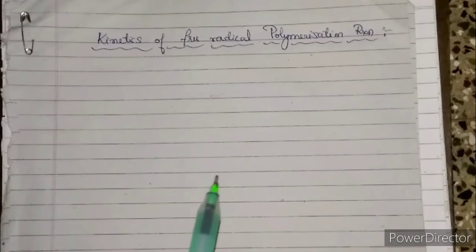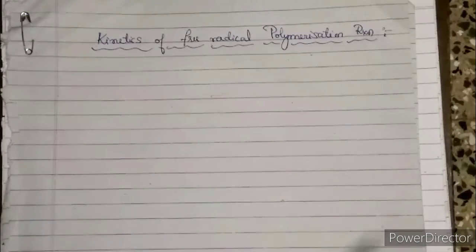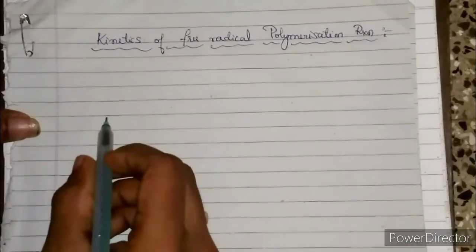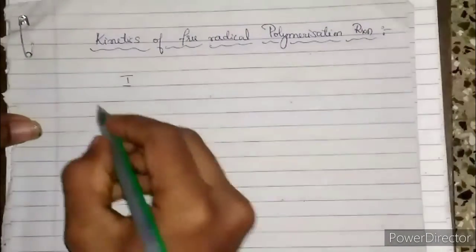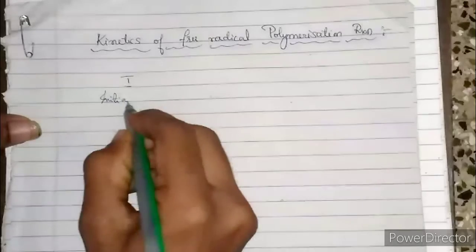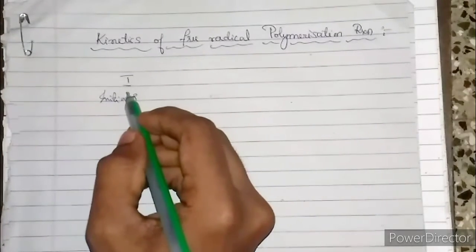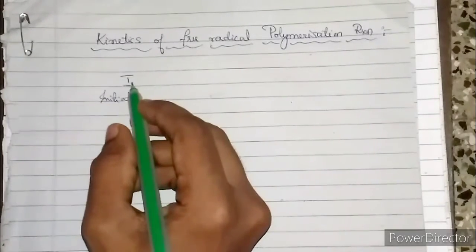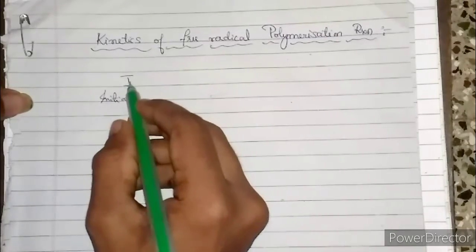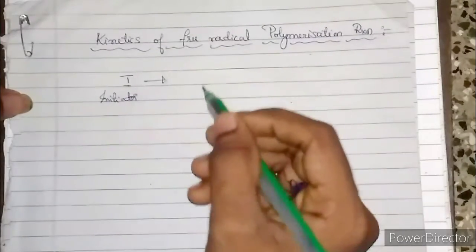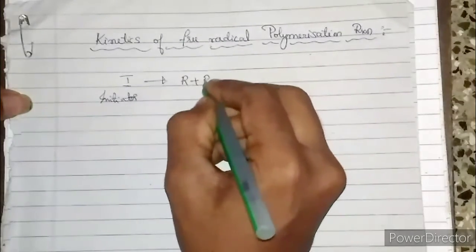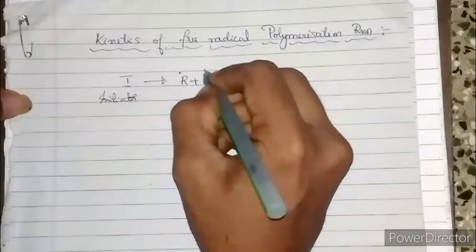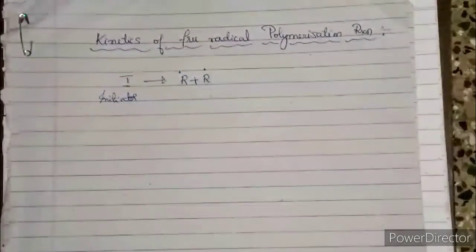Usually benzoyl peroxide is used as the initiator, and in this case I just take I as the initiator. Here I means our initiator, benzoyl peroxide, and this initiator undergoes homolytic cleavage so that we will get free radicals. I write the free radical like this. We'll get identical free radicals.